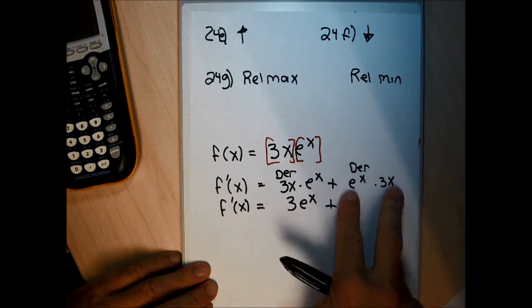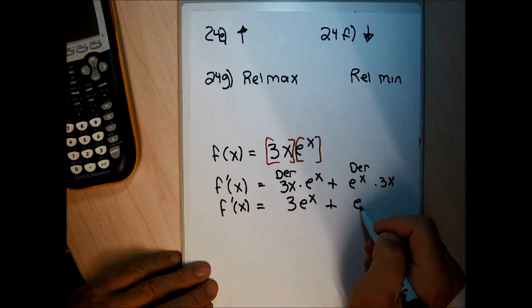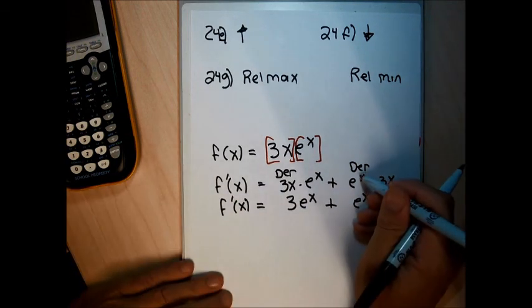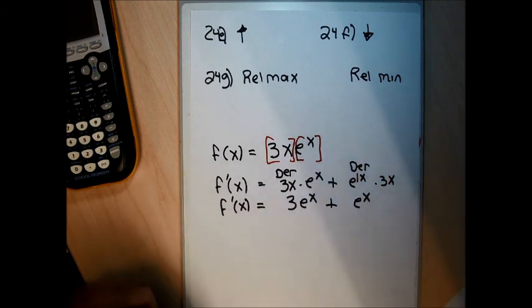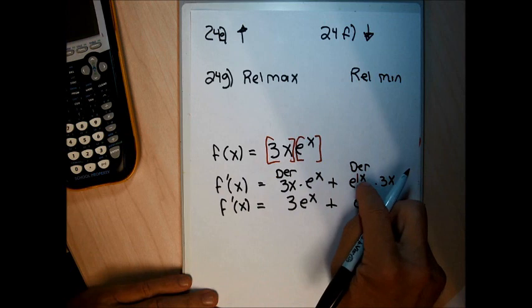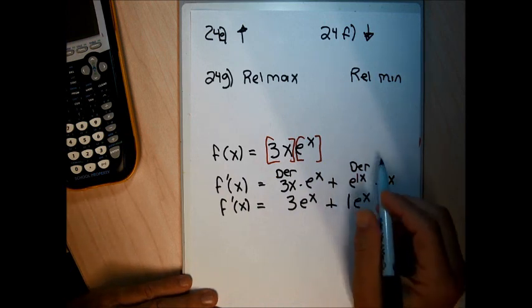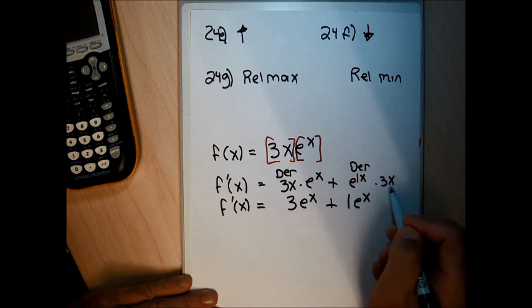For the second piece, the derivative of e to the x is just the e to the x function times the derivative of its exponent. Its exponent is really 1x. It's a first power term. The derivative of any first power term is its coefficient. So the derivative of the exponent 1x is just 1. So the derivative of e to the x is just 1 e to the x. And I'm going to bring down this unchanged piece, the 3x.